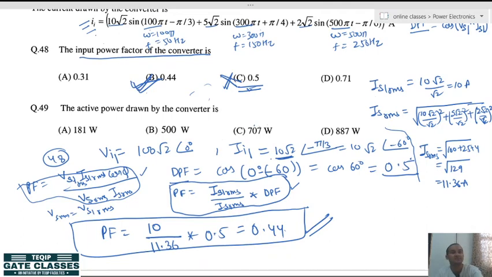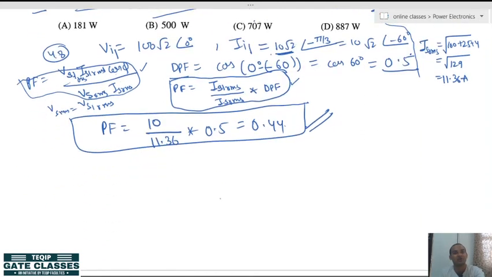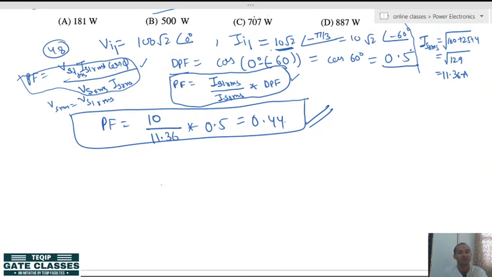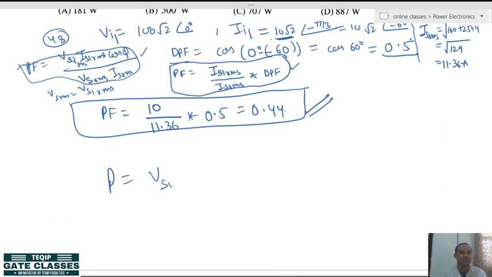All right. So next move to the next part, that is the active power drawn by the converter. So see, what is the active power? I have already told you the active power drawn by the converter is only with the same frequency components. So if you want to calculate the active power drawn by the converter, with same frequency components, it is basically Vs1 RMS into Is1 RMS into cos phi.